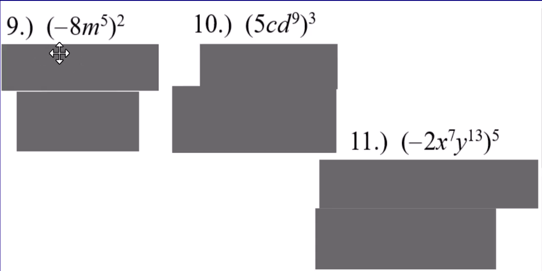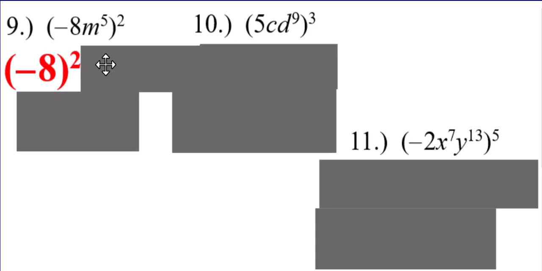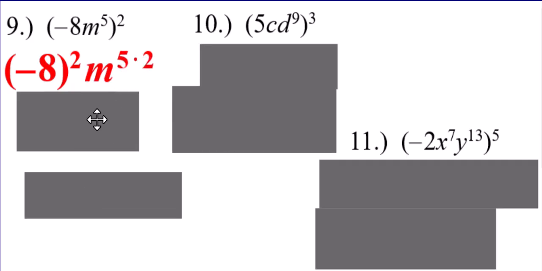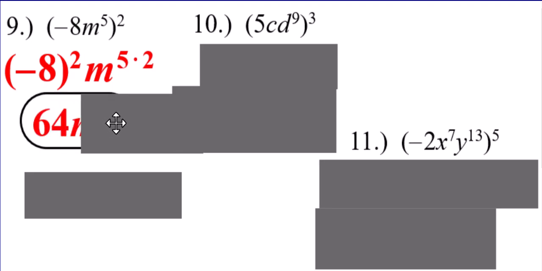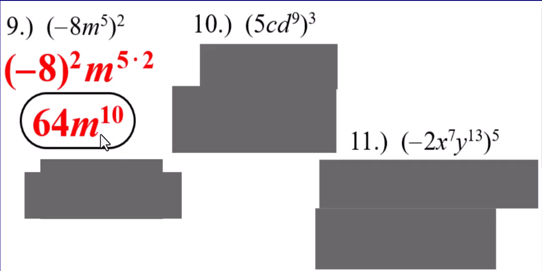Problem number 9. The negative 8 gets taken to the 2nd power. Did you put that in parentheses? Please check. If you didn't, fix it. It does matter. It does matter. All right, m to the 5th times 2. And negative 8 to the 2nd would be negative 8 times negative 8, which is a positive 64. And then 5 times 2 is 10.